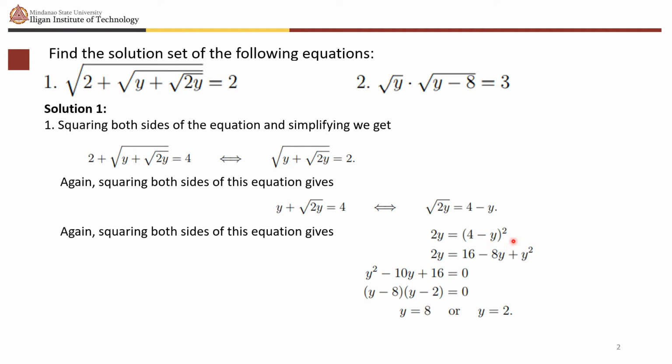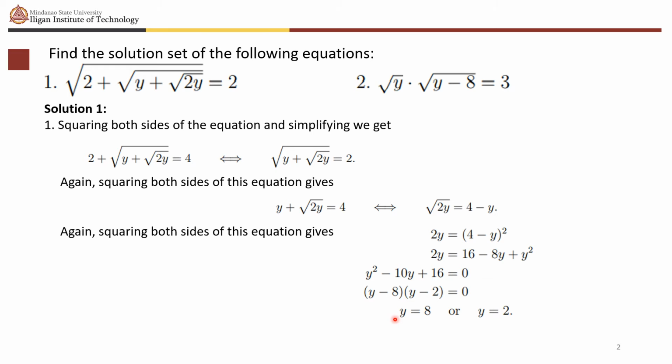And we can operate on the quantity 4 minus y squared, making use of the special product formula. It will give us 16 minus 2 times 4 times y, which is negative 8y, plus the quantity y squared. And then combining similar terms, we have y squared minus 8y minus 2y, which is negative 10y, then plus 16. And then we have y minus 8 times y minus 2, which are the factors of y squared minus 10y plus 16 equal to 0.